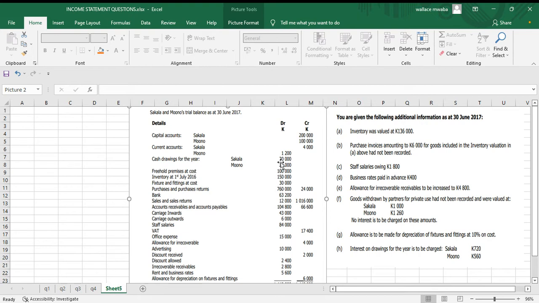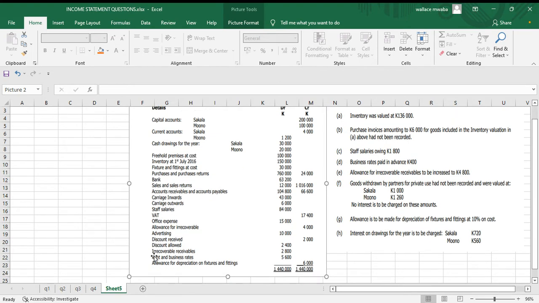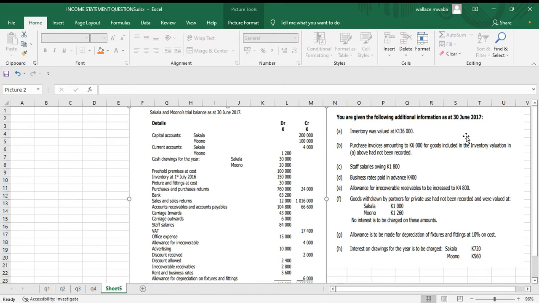So the information we're going to be focusing mostly on is here, from freehold premises at cost to allowance for depreciation on fixtures and fittings. Some of this information will go in the balance sheet and some of it is going to go in the income statement. So let's focus first on the additional information.